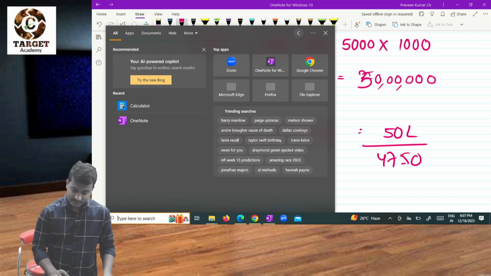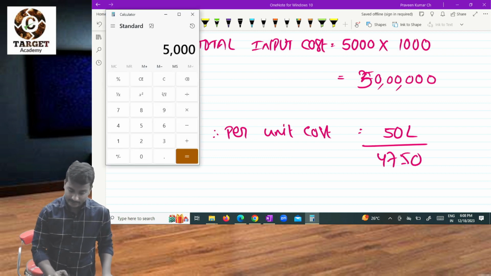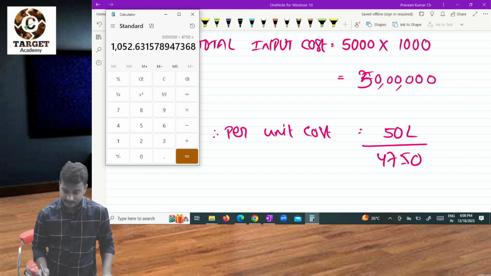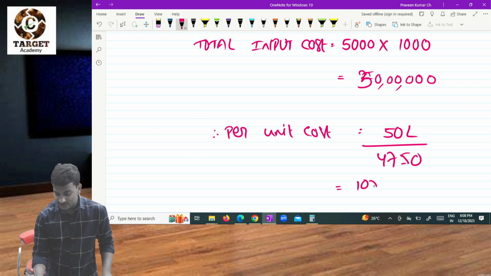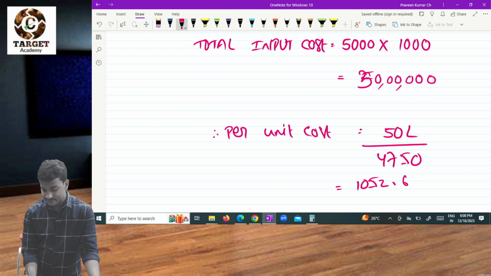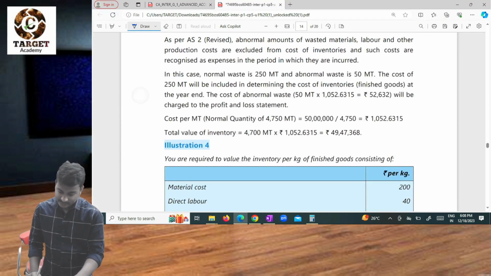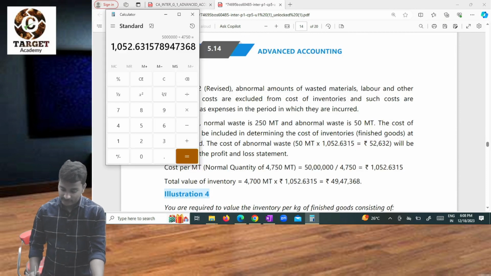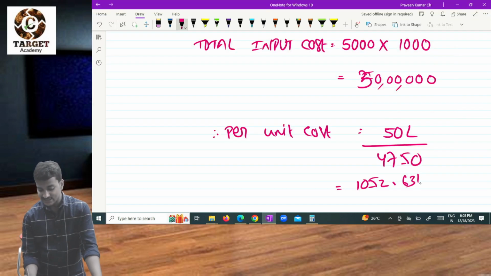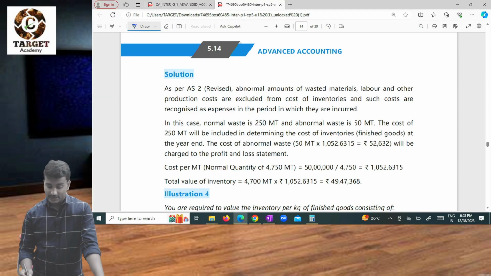50 lakhs divided by 4750. 1052.63, is it right, sir? Someone please find out in your calculator. Yes sir, 1052.6315. This is the per unit cost.